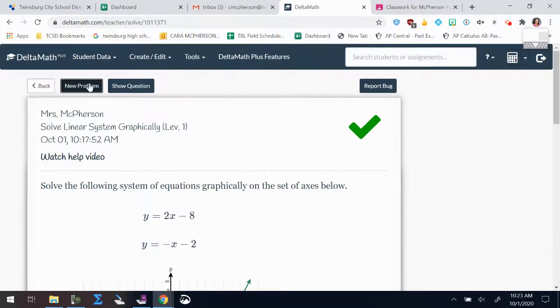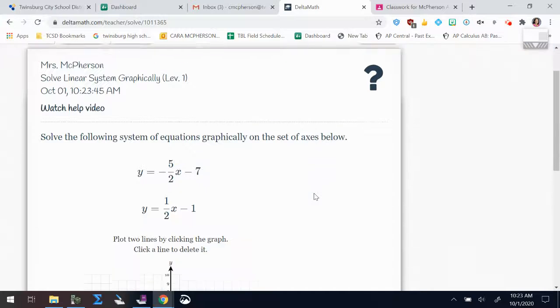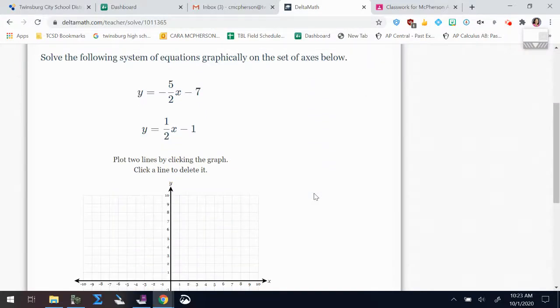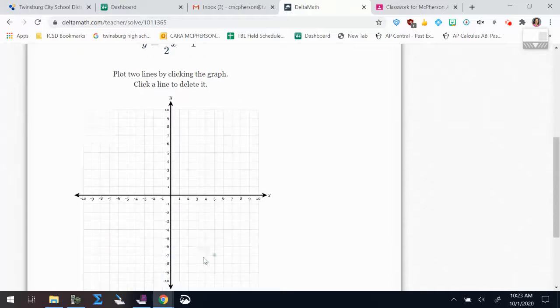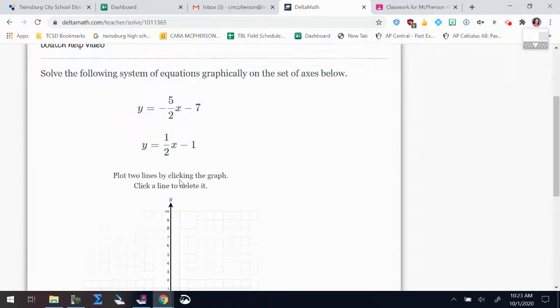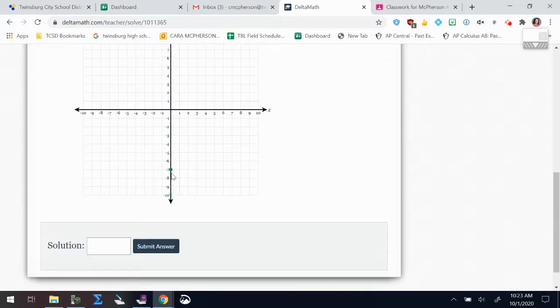Let me show you one more in that form, and then I'm going to look at ones in other forms. So this one is also in slope-intercept form. So I'm going to start at my y-intercept, which is -7. So I'm going to go to -7, put a point. And then my slope is -5 over 2. So -5 means I need to go down 5. This is going to be off the graph. That's going to be a challenge.